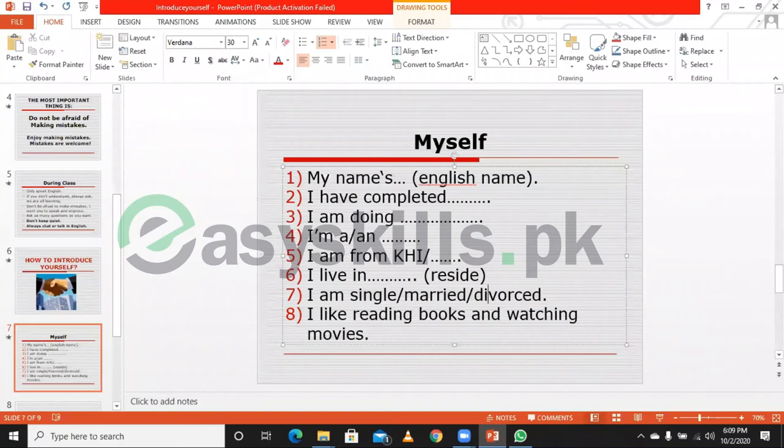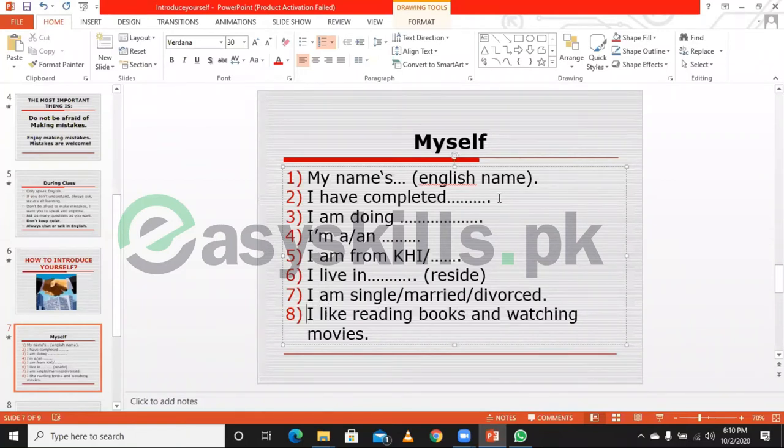Next thing you can tell about your marital status. Whether you are single, you are married, or divorced. I'm single. I'm married. I'm divorced. But remember, you need to use short form, not long form. Long form is used in written.